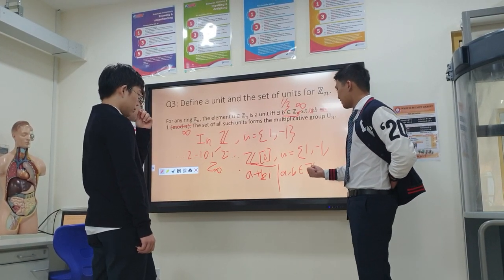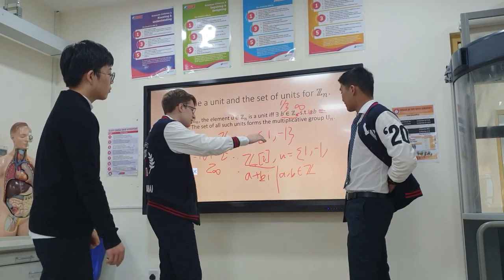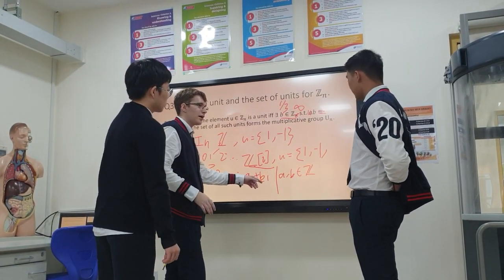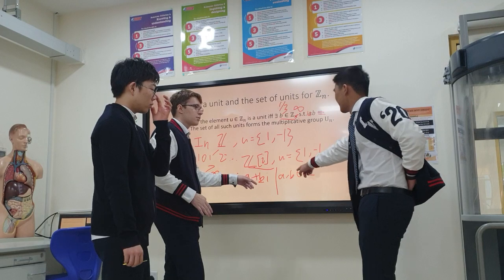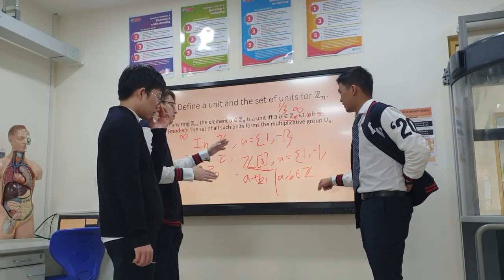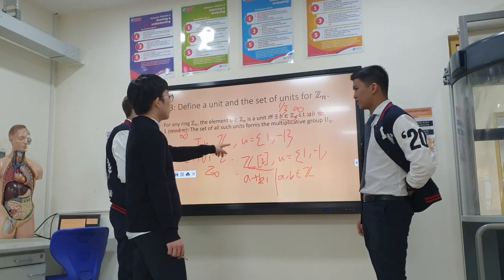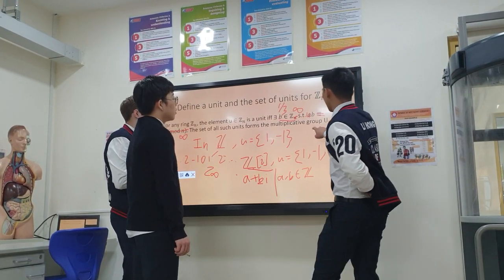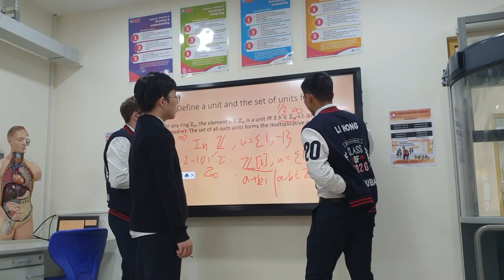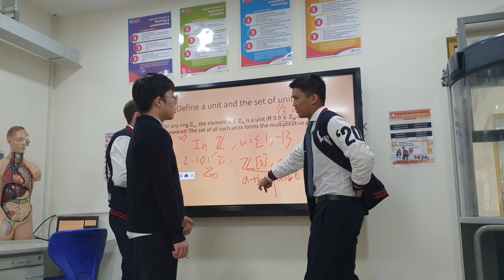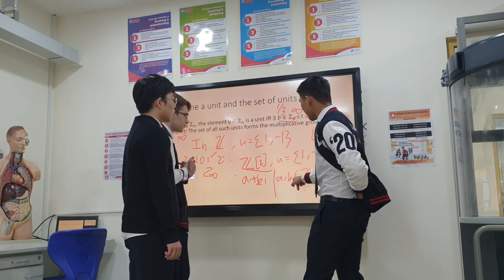Yeah. Okay, wait, look. Can b be i? b cannot be i because a and b are in Z. But still we can't have i. Why? Because i is not part of Z. But b is part of Z, so b is 1. Because only a and b have to be in Z.